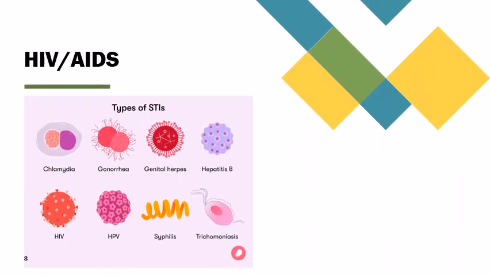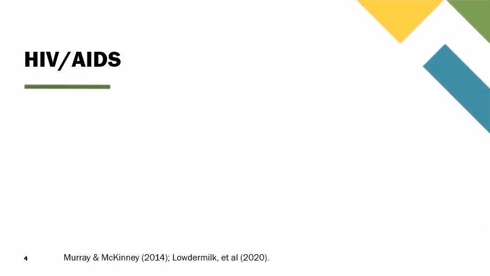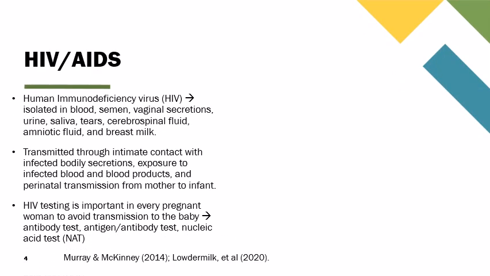So we are going to start with HIV. As you can see, these are the viruses of HIV. And HIV means human immunodeficiency virus. So that's the virus that causes the body to not have an immune system, and it's isolated in the blood, semen, vaginal secretion, urine, saliva, tears, cerebrospinal fluid, amniotic fluid, and even breast milk.